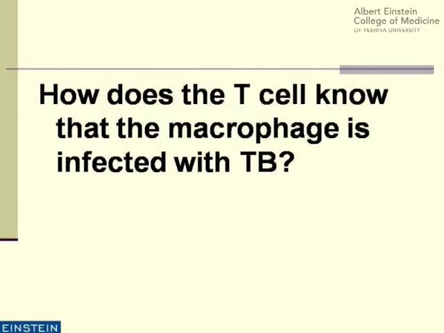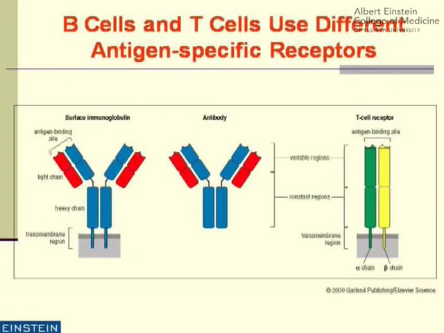Okay, now, how does the T cell know that the macrophage is infected with TB? Again, it's not like T cells are mind readers. They're not able to just guess by the way that the macrophage looks that it's an infected cell. It turns out it's going to have to do with the way that antigen is being presented to the T cell. Now, this basically illustrates how B cells and T cells see antigen.